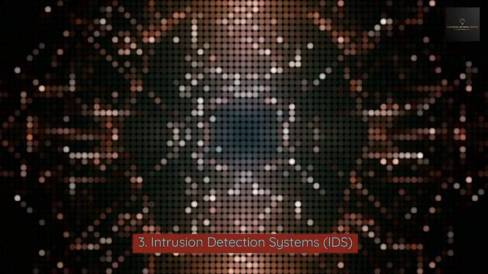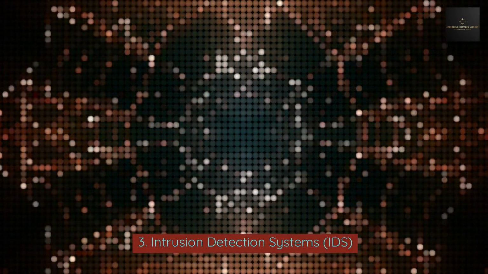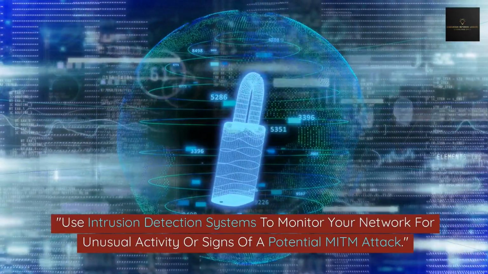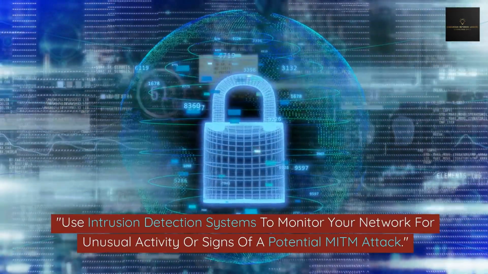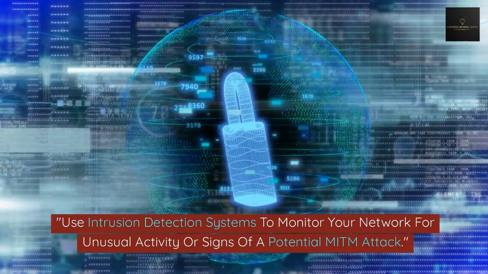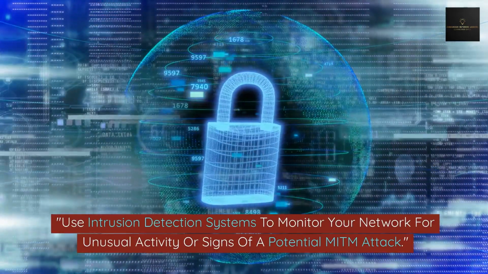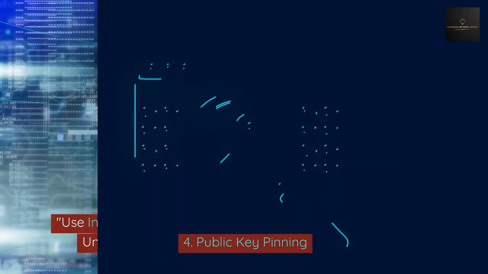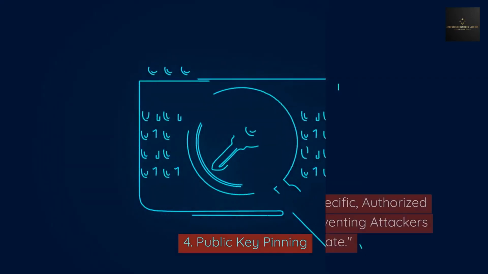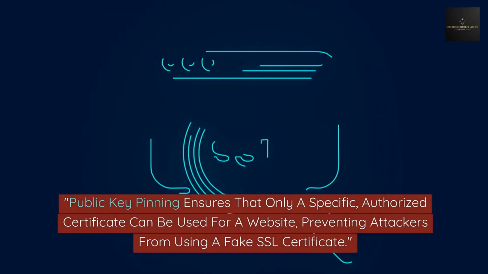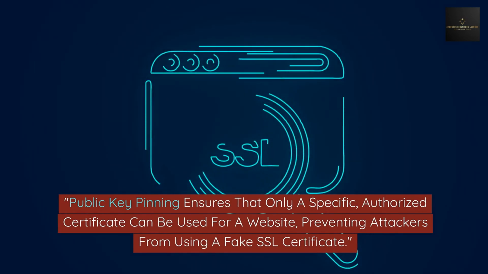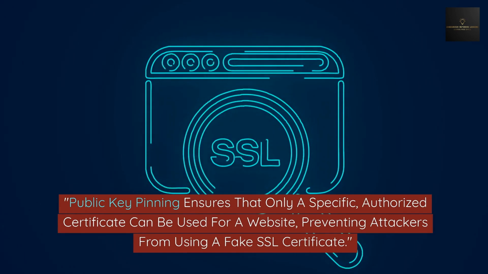3. Intrusion Detection Systems, IDS. Use intrusion detection systems to monitor your network for unusual activity or signs of a potential MITM attack. 4. Public key pinning. Public key pinning ensures that only a specific, authorized certificate can be used for a website, preventing attackers from using a fake SSL certificate.